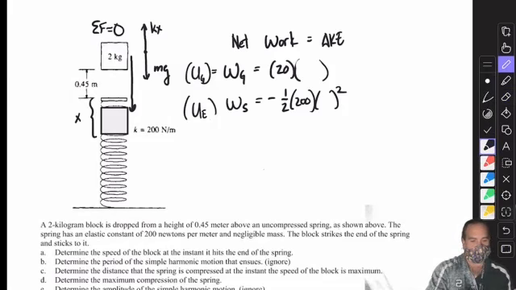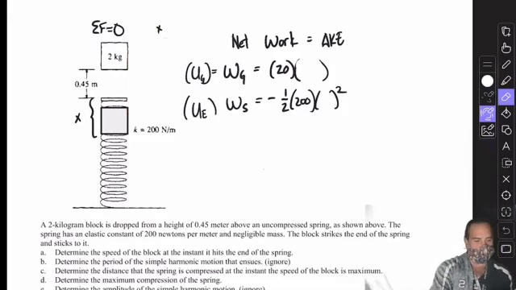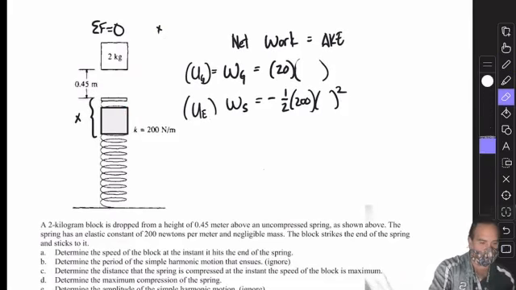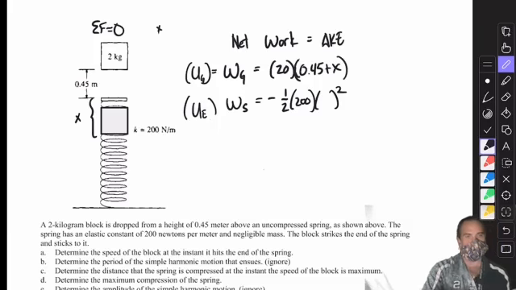Now, that doesn't involve this place where it has a maximum velocity. And it doesn't involve this place where it passes through the equilibrium position. It involves the place where the object's velocity is 0. And although I don't know where that position is, I do know that there will still be work done by gravity, 0.45 plus x.